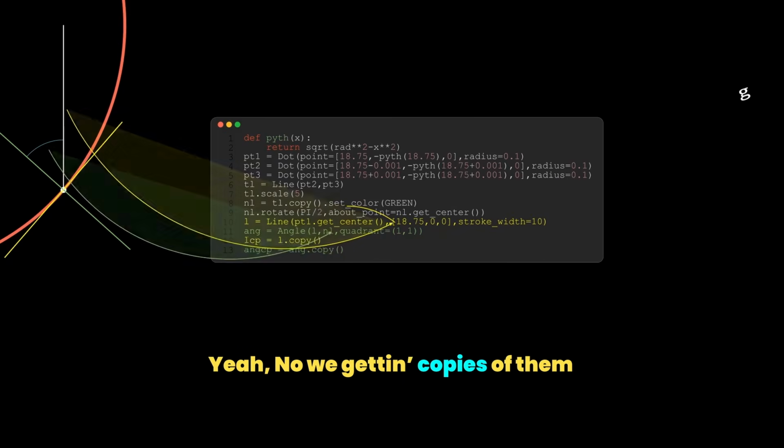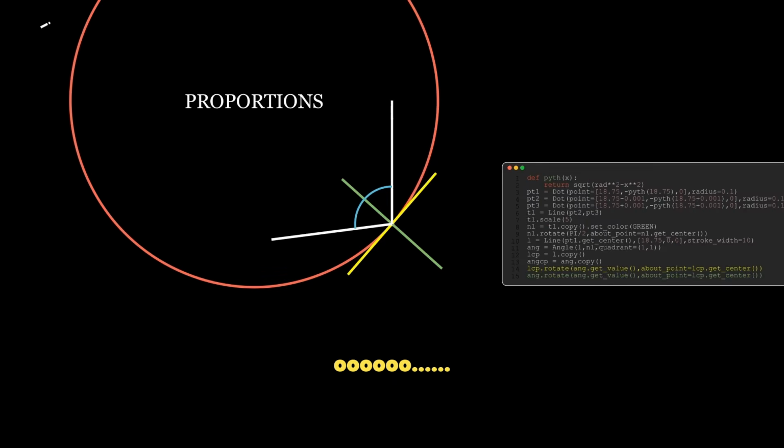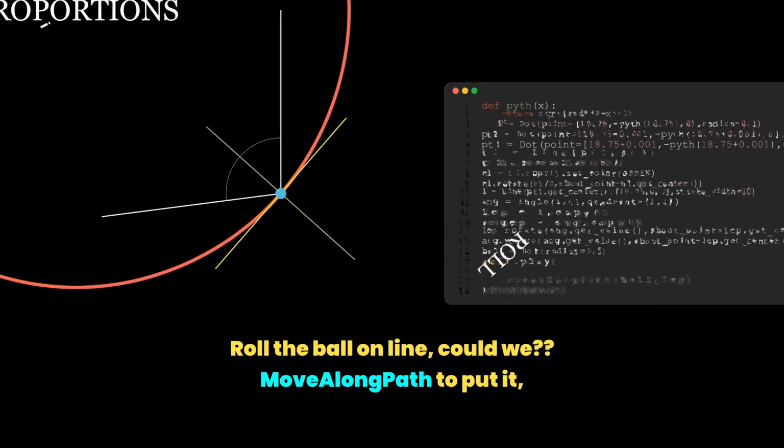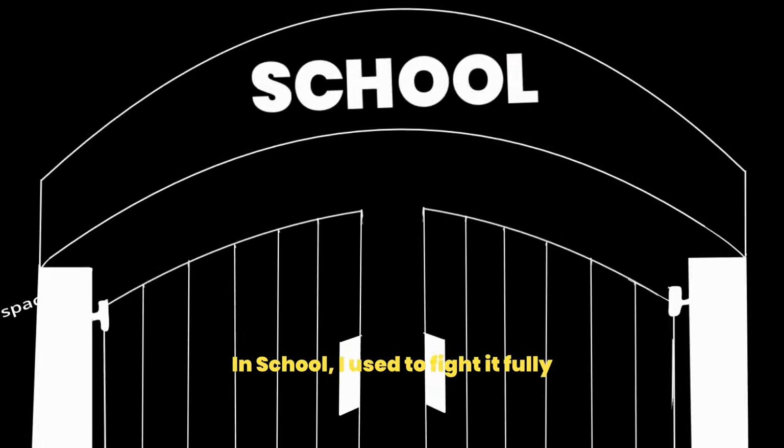Yeah, now we're getting copies of them. The only thing left is to rotate them to the right proportions. Roll the ball and line, it could be moved along the path. You will see a rookie in school is to fight a fully.